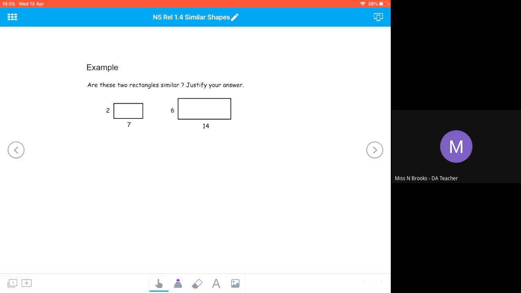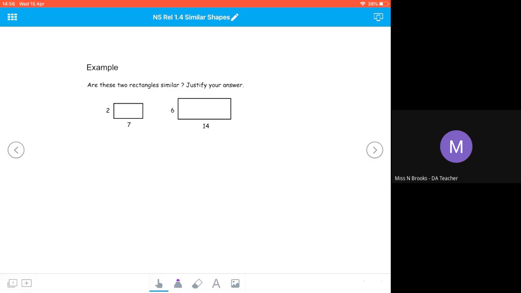So the first example here is, are these 2 rectangles similar? And we need to justify our answer. Now you can see we've got 2 rectangles. The bases on both of our rectangles are the longer sides, and the heights are the shorter sides. So let's look at the corresponding sides to work out K for each pair of sides and see if they're the same. If the scale factors are the same, then the shapes are similar. If the scale factors are not the same, then the shapes are not similar. When it says justify your answer, you cannot just answer these questions with yes or no. You must have some sort of calculation.